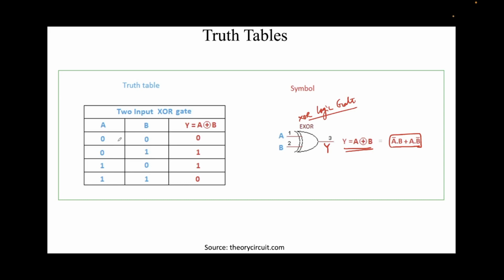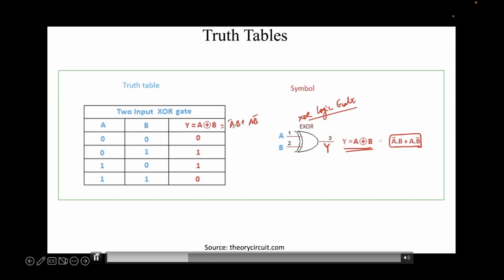Now we'll evaluate the output value for the first row. When input A is 0 and B is 0, we'll evaluate the value of Y. The expression is A bar B plus A B bar. For the first row, A is 0, B is 0. So A is 0, so 0 bar will be 1. 1 times 0 is 0 plus 0 times 1. So the answer will come out to be 0. Second, when A is 0, B is 1, the first term will come out.